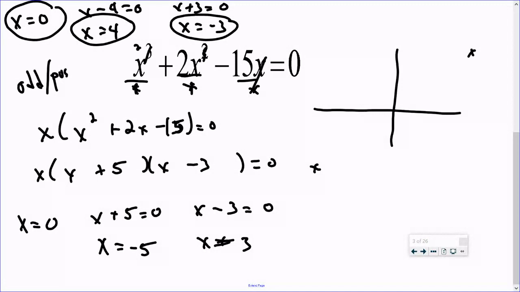So those are my three answers. At negative 5, I got 0, I got 3. Notice none of these answers repeat, so they all have a multiplicity of 1. The multiplicity is how many times the answers repeat. Now I draw my line. Well, to tell you the truth, it's the same graph as what I did. There it is. Same graph as the last one.